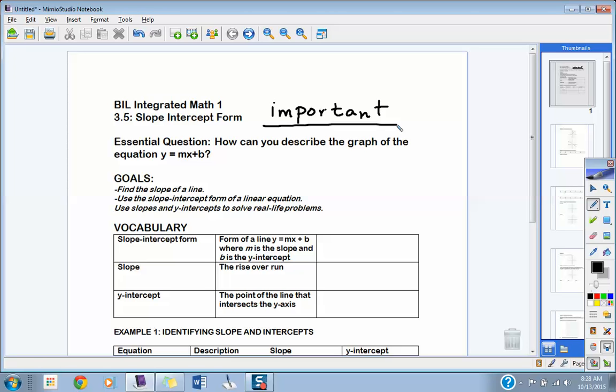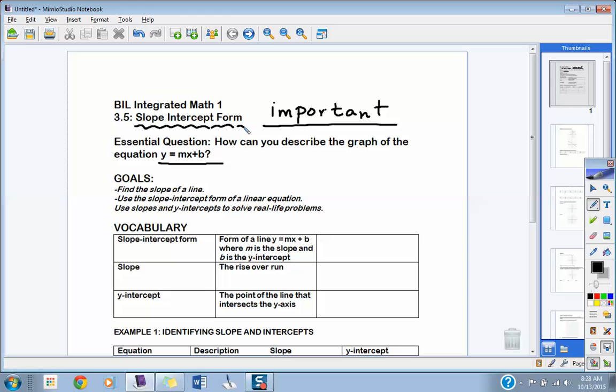All right. Well, today what we're looking at is how we describe the graph of the equation y equals mx plus b. We're talking about a totally different form of a line today, calling it slope-intercept form. This is very easy compared to standard form, I think. Our goal today is to find the slope of a line.